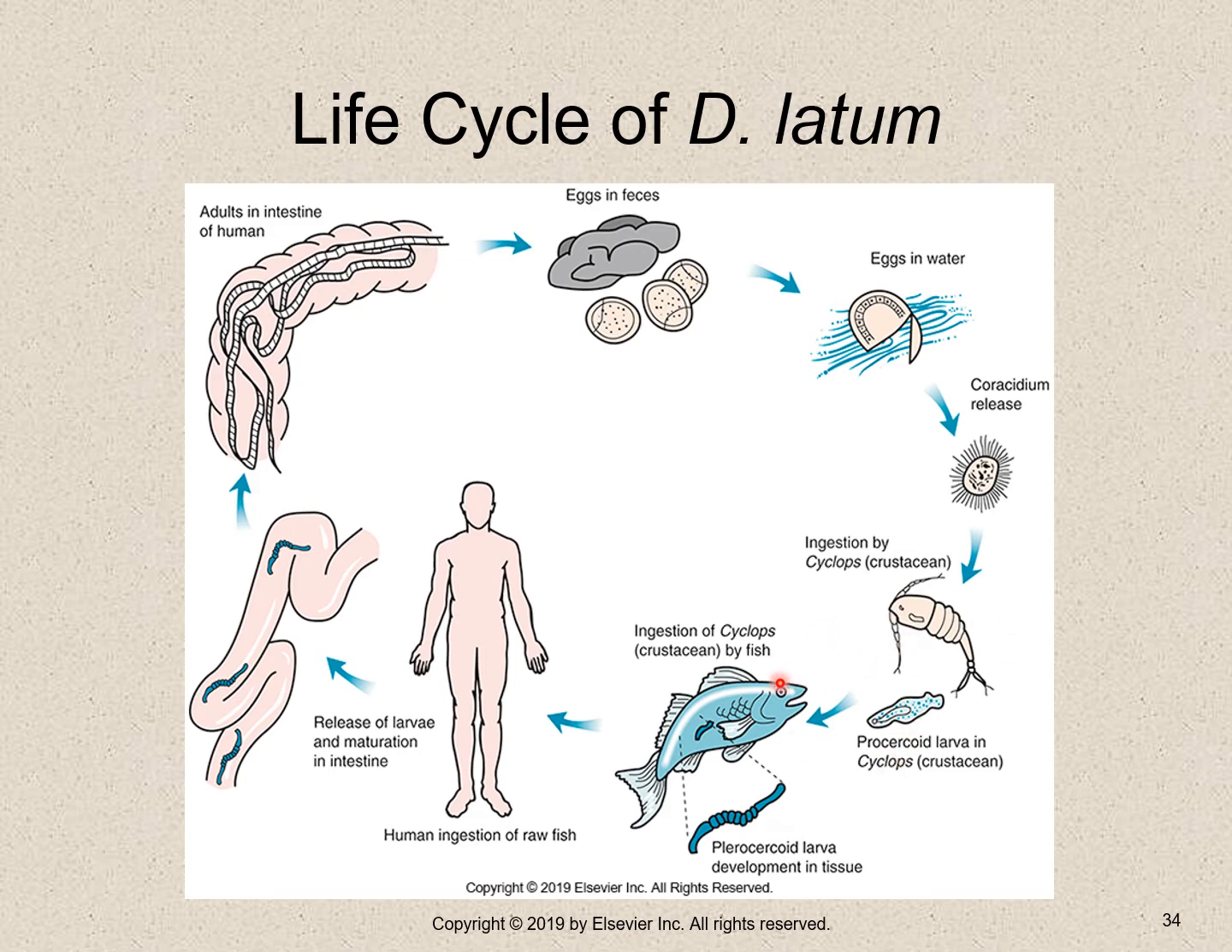Once the copepod is ingested by fish, the larva leaves the fish intestines, then invades the flesh, where it develops into a plerocercoid larva, which consists of a scolex with a thin ribbon-like portion of tissue. Humans then ingest the plerocercoid larva when they eat raw or undercooked fish. The scolex is then released into the human intestines, where it develops into the adult worm.